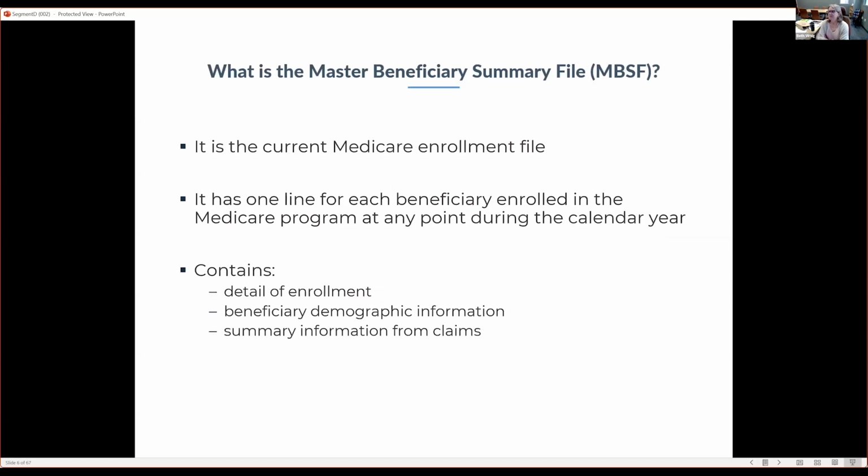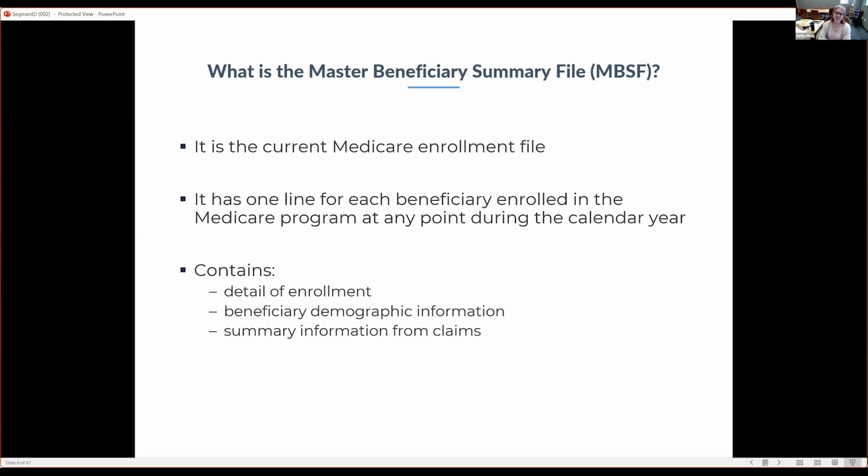So the Master Beneficiary Summary File is the current name for the Medicare enrollment file. Like a lot of stuff with Medicare, it has been renamed from time to time. The biggest risk for you all, just so you know, is that I will slip up and use old terminology, and you'll be like, what is she talking about, denominator? I'm just using old terms.